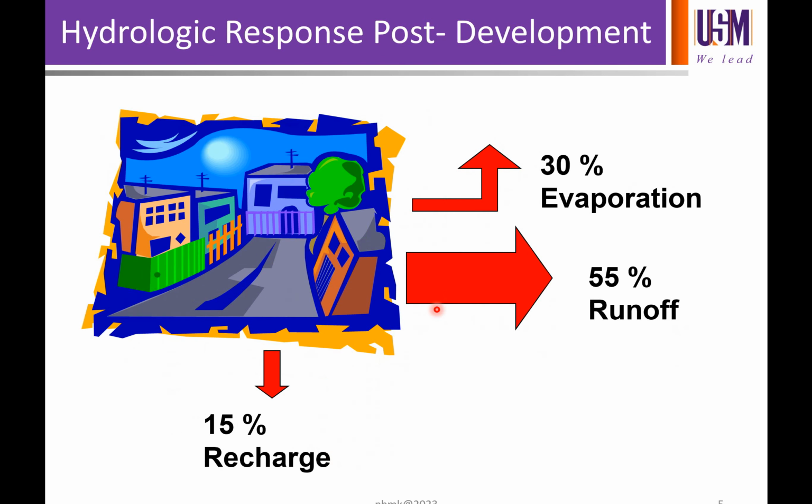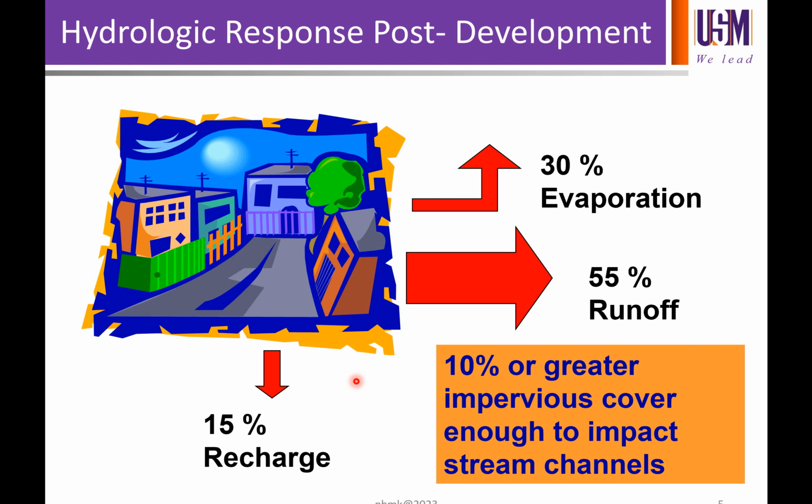But when there are more impermeable surfaces, when there is development, we are expecting a big change in the volume of runoff compared to the volume of recharge and evaporation. Recharge is going to be less and less with the increase of impermeable surfaces. Ten percent or greater impervious cover is actually enough to impact the stream channels, the volume of water that flows directly into streams.